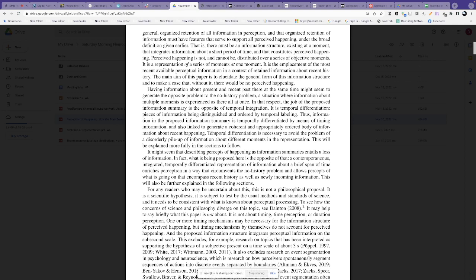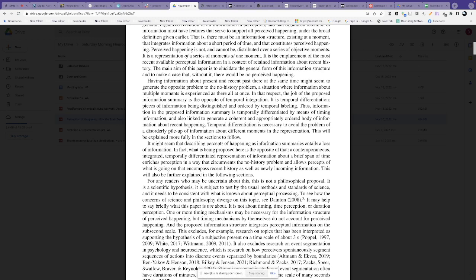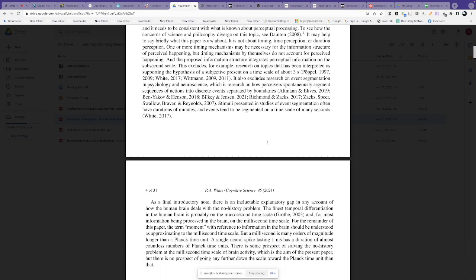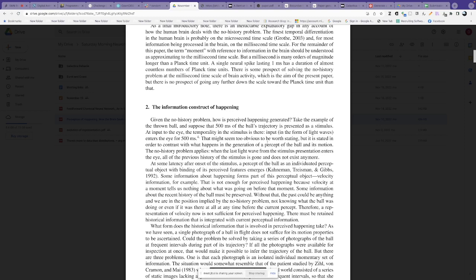So he talks about temporal differentiation, which avoids the problem of a disorderly pileup of information about different moments in the representation. It goes through this mechanism of temporal differentiation, which helps sort these snapshots out in the representation. When we talk about representation, of course, it's very much a contested concept. But I think what they're saying here is that there's a model in the brain that deals with these short time spans that integrate very fine-grained temporal information, things that are maybe a millisecond or several milliseconds long, or maybe several seconds long, because you're dealing with a lot of different things going on at different time scales.